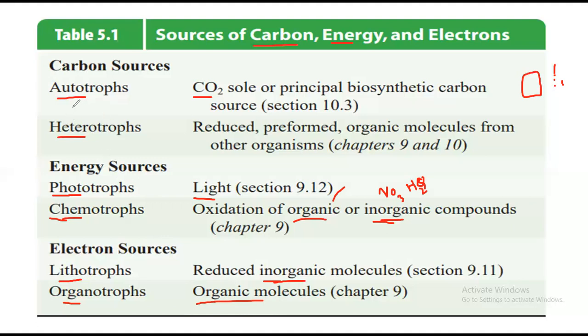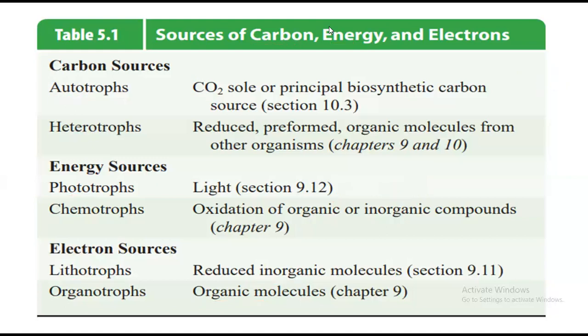Just remember these terms: the autotroph, heterotroph, phototroph, and these are mostly the same, because just look here. If here is photo, photo means light. If here is auto, it can produce its own food with the help of CO2. So you can easily memorize these terms. Okay, now let's proceed further.